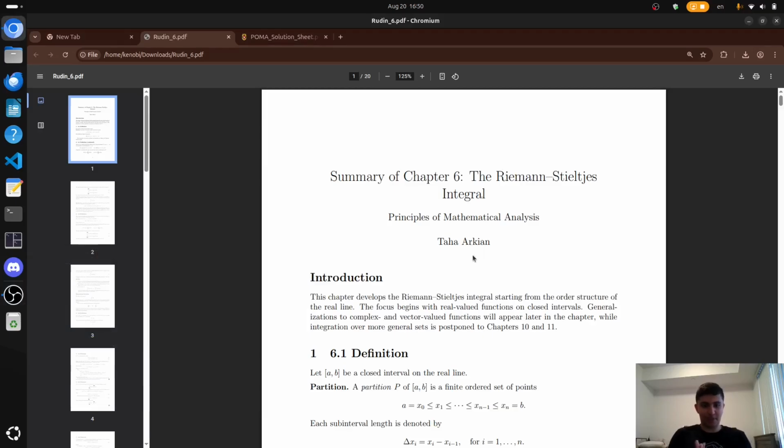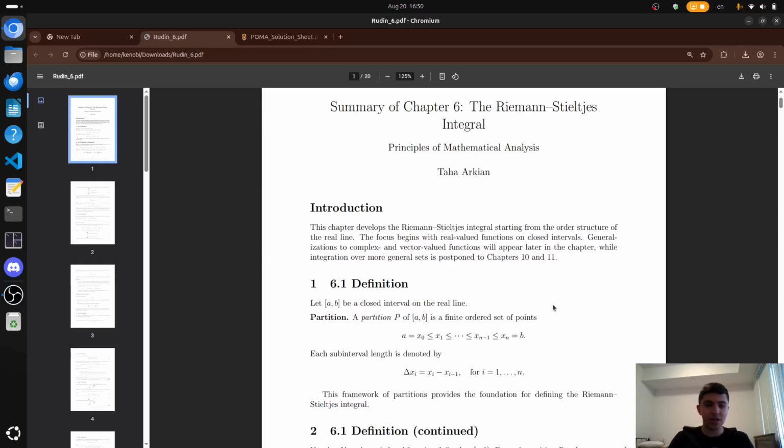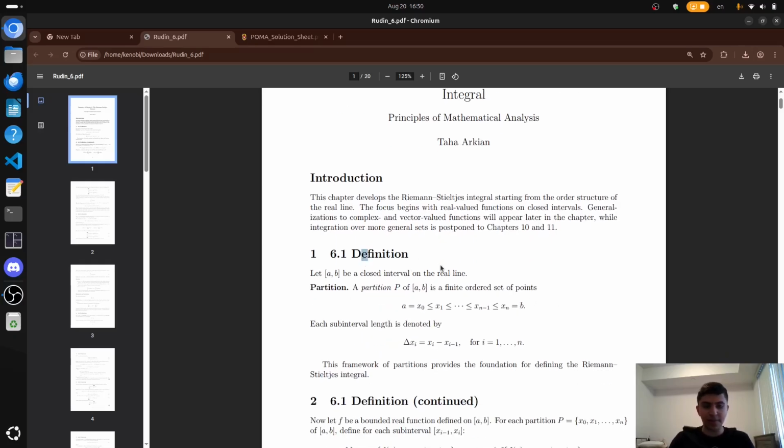Alright, let's start. You've seen the integral already in calculus. We just want to revisit the definition. Let [a, b] be a closed interval on the real line. A partition P of [a, b] is a finite ordered set of points a = x0 ≤ x1 ≤ ... ≤ xn-1 ≤ xn = b. Each subinterval length is denoted by Δxi = xi - xi-1 for i = 1 to n. This framework of partitions provides the foundation for defining the Riemann-Stieltjes integral.